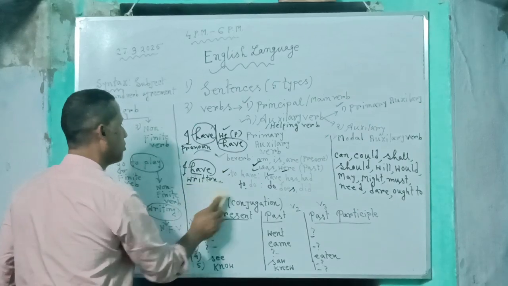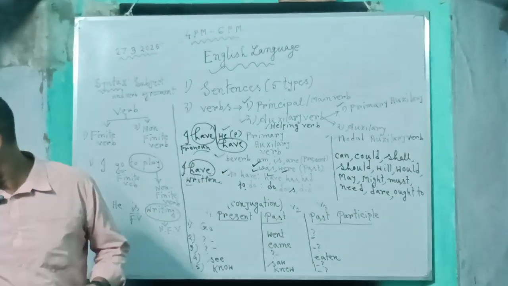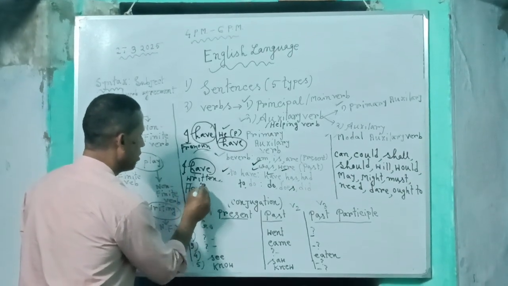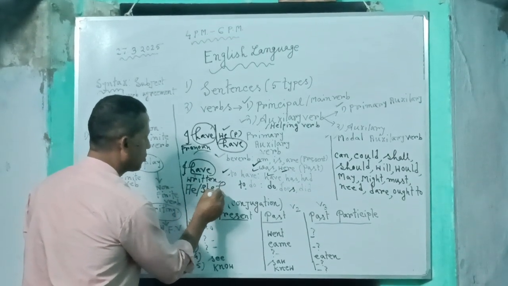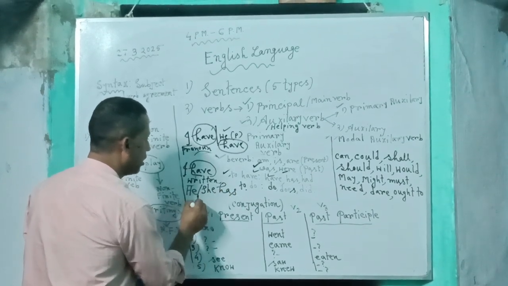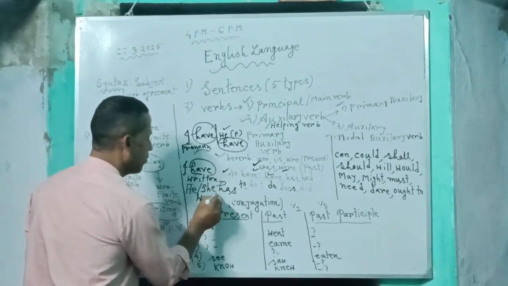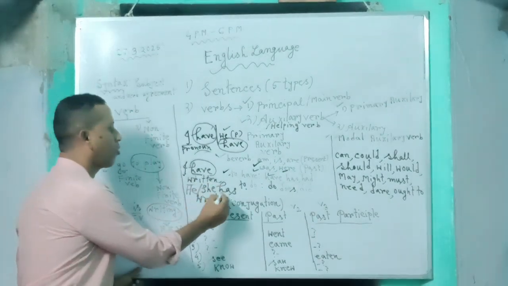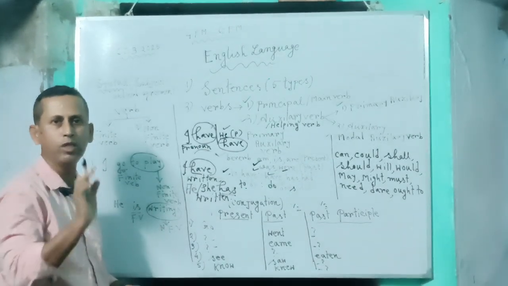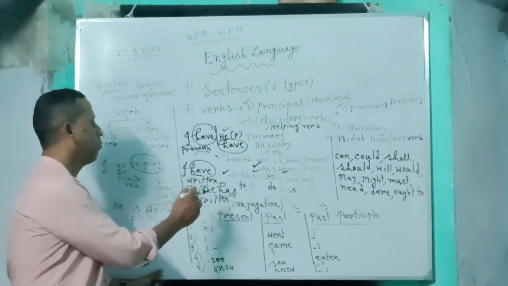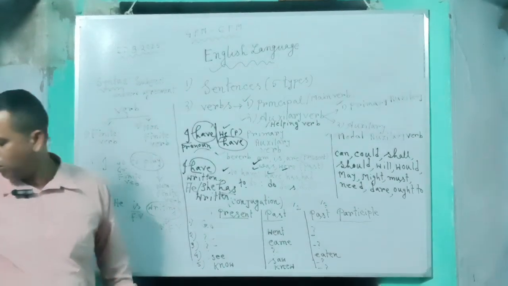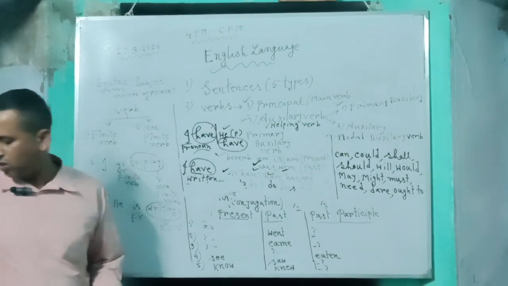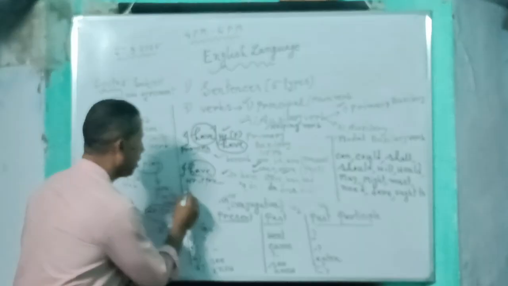He or she has written, because third person singular number always takes has, not have. We must remember this. But the plural number is not has, it is have. Plural number is they have.